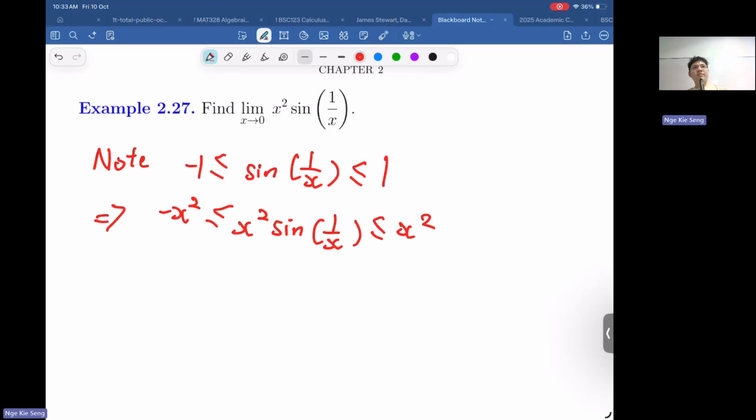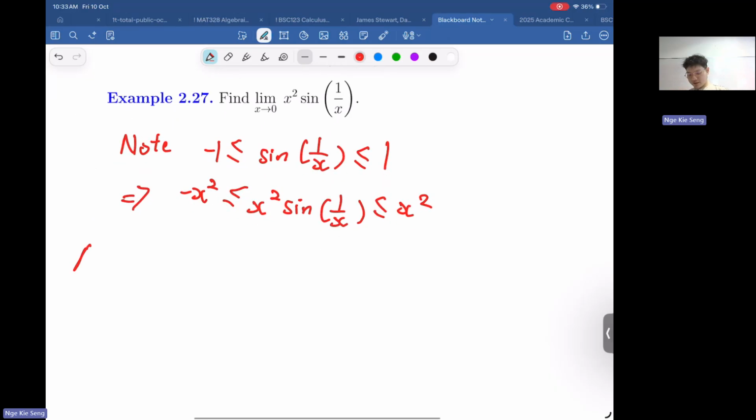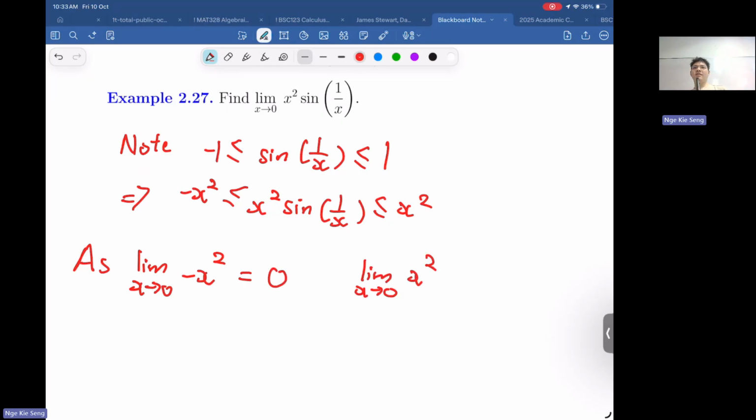So to use the squeeze theorem, we need to check what's the limit of the two functions that you use to squeeze your middle function. So do you know what's the limit of minus x squared, for example? This is just a polynomial, right? So you can use substitution. So this is 0. How about the other side? The limit as x goes to 0 of x squared. This is even easier. Also 0. So by the squeeze theorem, the middle function also has to go to 0.